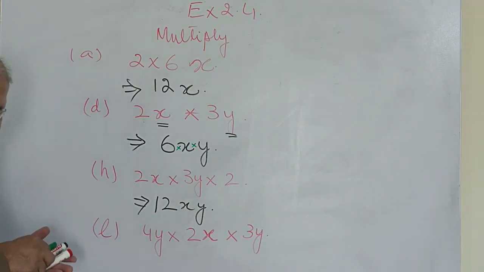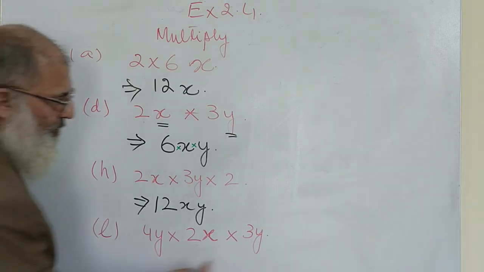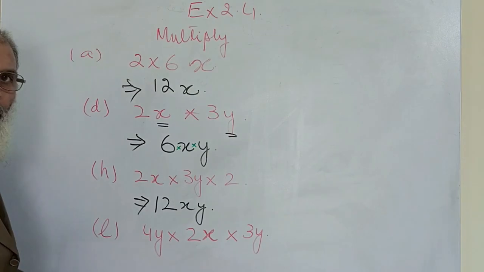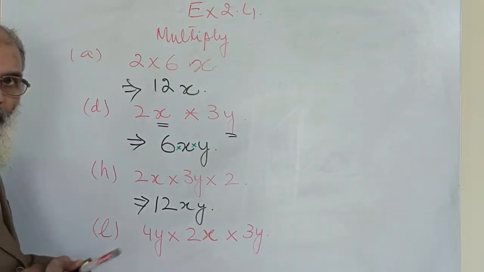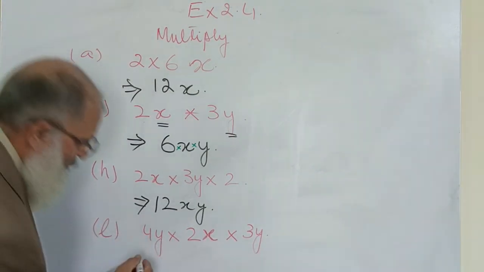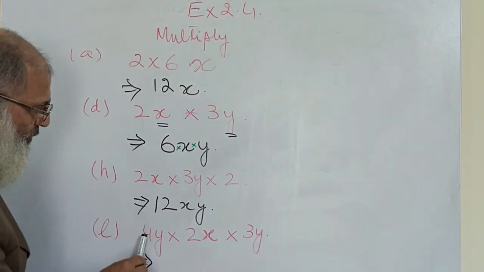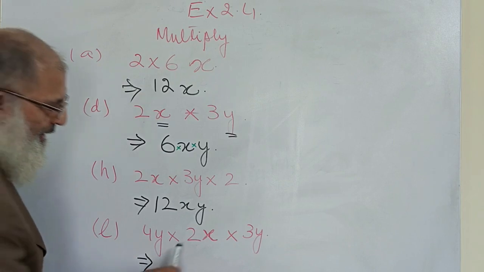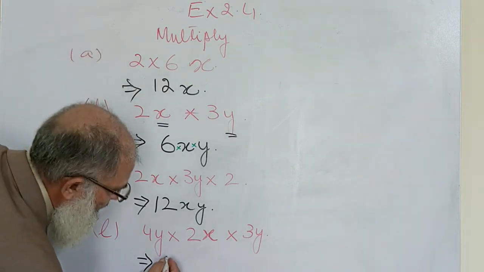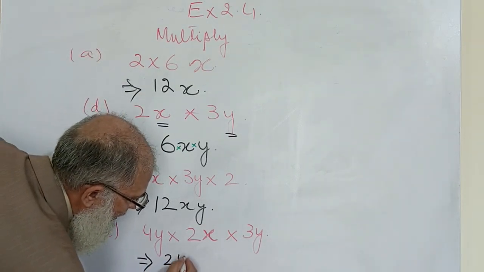Now, dear students, what we see here is that we have got two y's over here. One y is over here, one y is over here. No problem. It's a piece of cake. So what will happen over here? Go for the coefficients first. 4 times 2 is 8. 8 times 3 is 24.